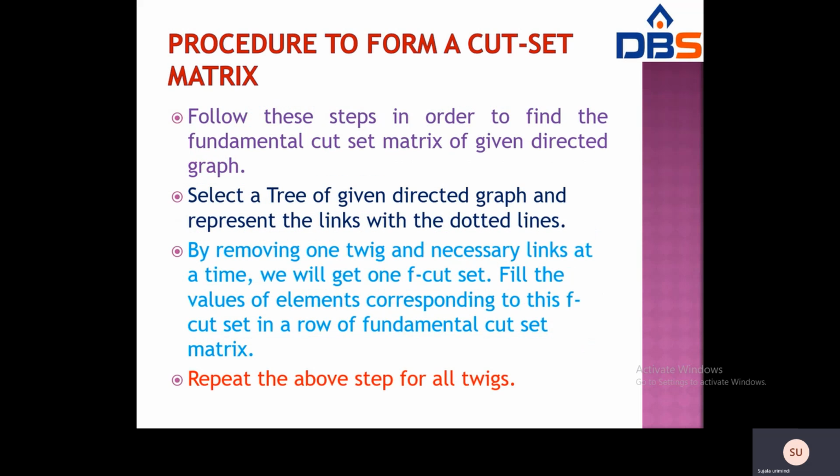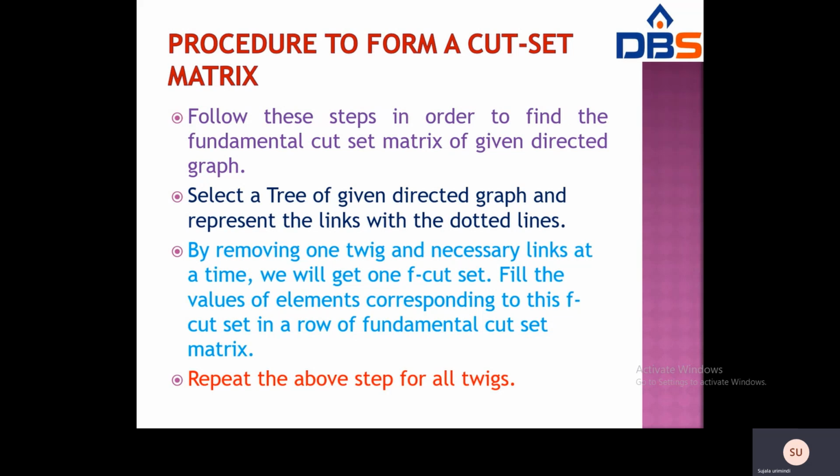Procedure to form a cut set matrix. Follow these steps in order to find the fundamental cut set matrix in a directed graph. First, select a tree of the given directed graph and represent the links. By removing one twig and the necessary links at a time, we will get one cut set. Fill the values of elements corresponding to this fundamental cut set in a row of the fundamental cut set matrix. That means for one cut set, only one twig must be there, along with some number of links, but that will be cut from the graph.